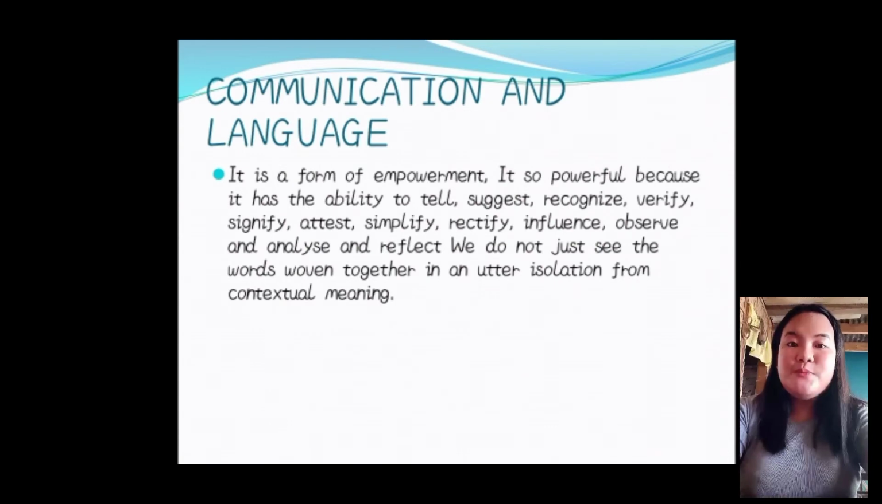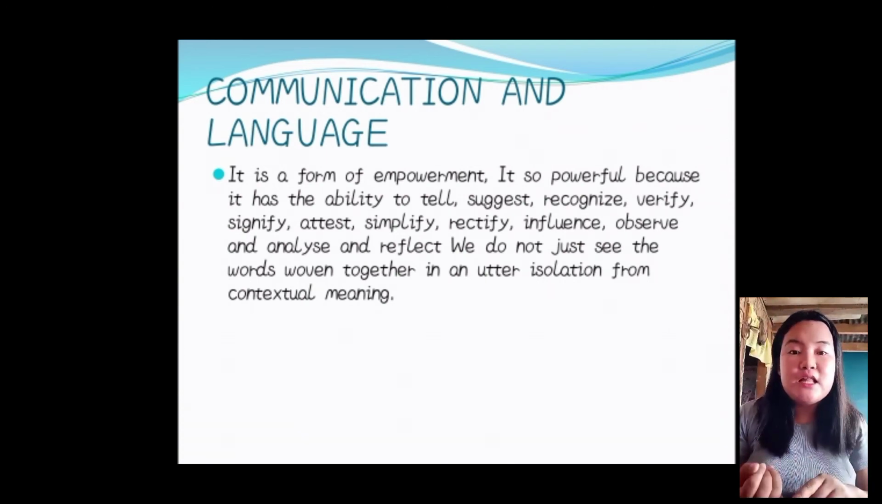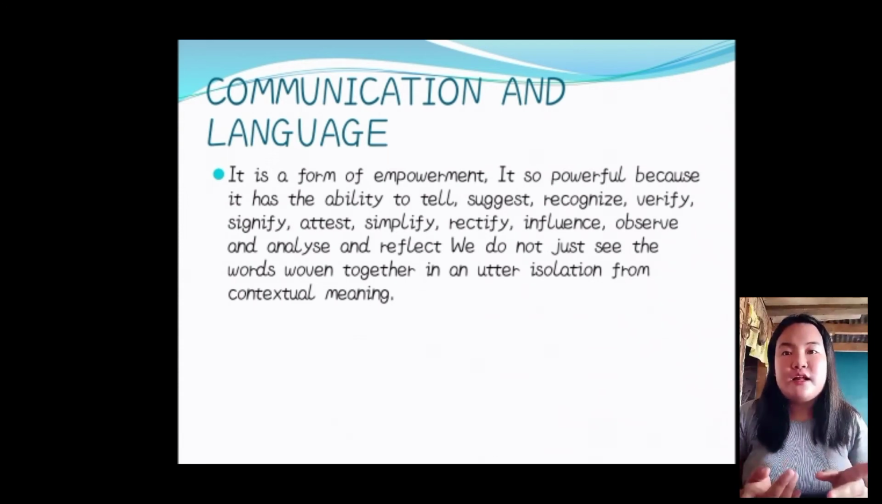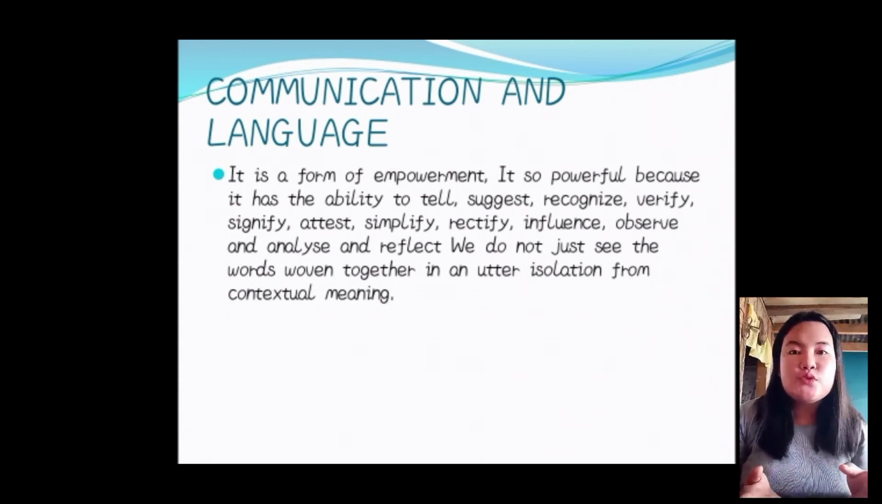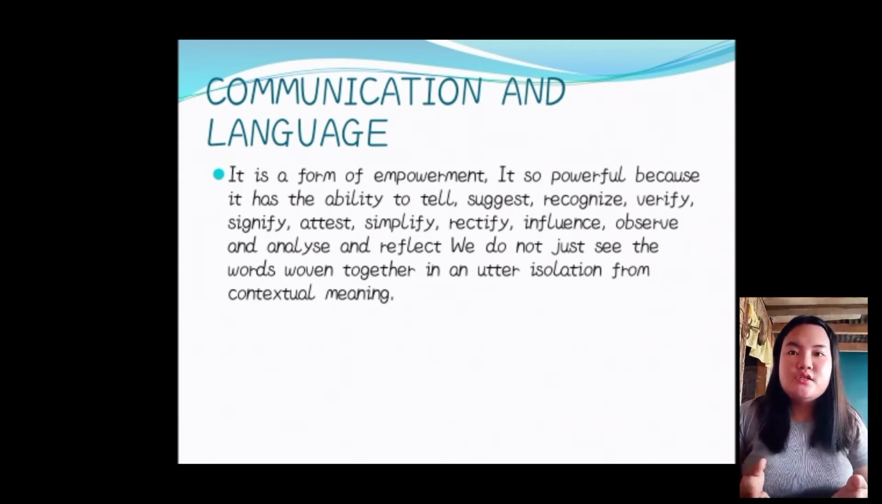So next slide, communication and language. So it is a form of empowerment. It is so powerful because it has the ability to tell, suggest, recognize, verify, signify, attest, simplify, rectify, influence, observe, and analyze, and reflect. And we do not just see the words woven together in utter isolation from the contextual meaning. So when we say communication, it is a way of interchanging messages or information between two or more people. It is focusing on the message.